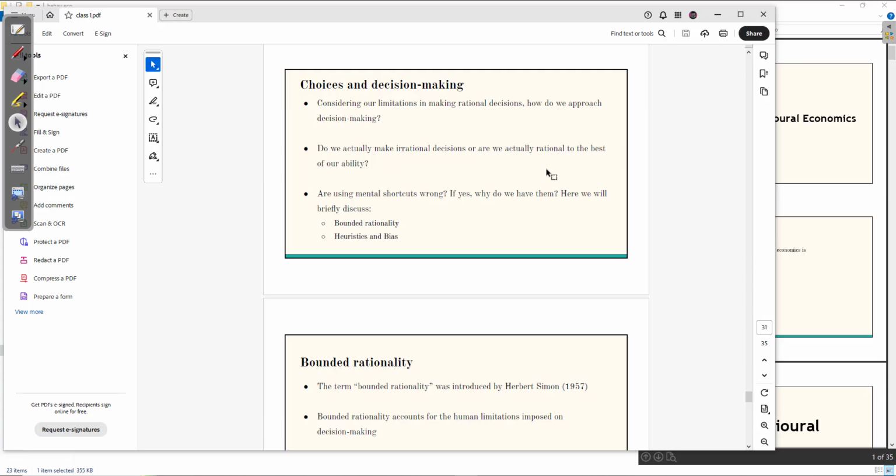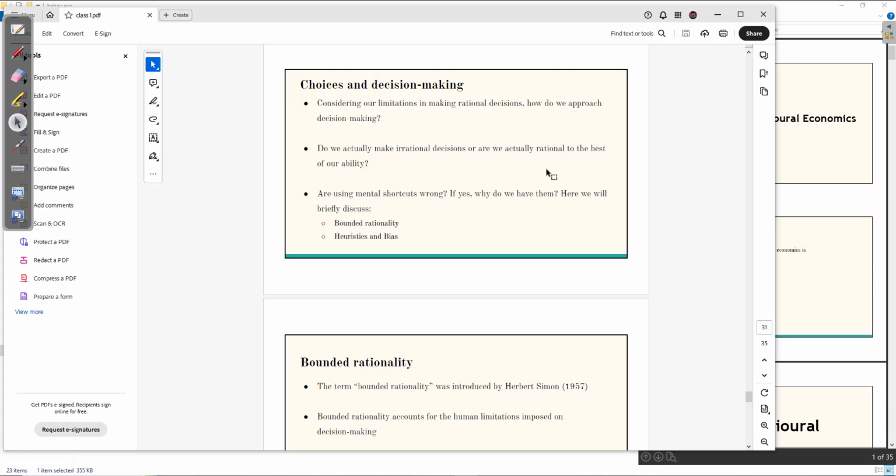Now this is one thing. The information that you have, whatever you try to make a rational decision. You don't want to put yourself in a losing situation on purpose, but the limited abilities, due to the limited information you have, might lead you to take some wrong decision which you can regret later. Are you using mental shortcuts wrong, the heuristics? If yes, why do we have them? Why does our brain use these shortcuts to make decisions?